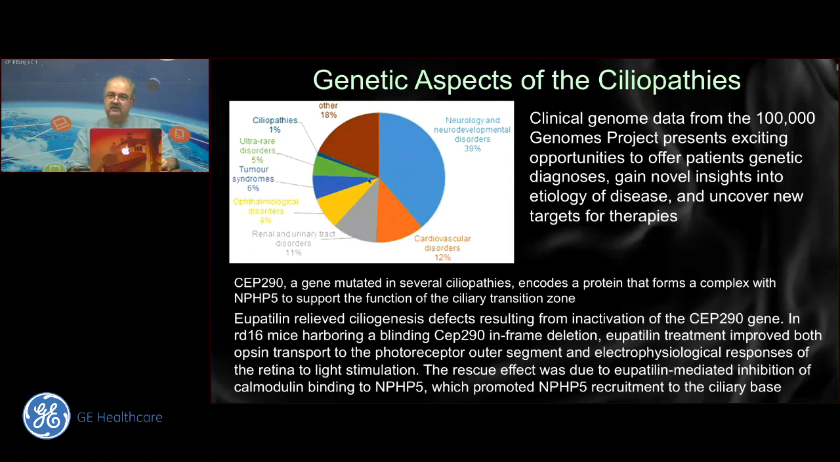But the individual patient will come to you because you are reaching that level of specialization, and then we should be absolutely able to understand what is going on. Also, that we've understood some of these proteins more than others. And therefore, we now have an answer from a genetic point of view, at least in mice. For instance, eupatilin relieved ciliogenesis defects from the inactivation of the CEP290 gene, and it worked in mice, and it might be the answer in humans in the near future.